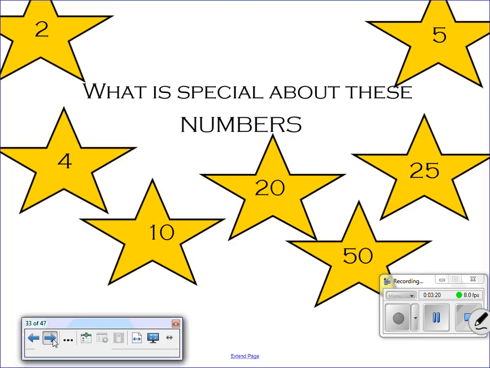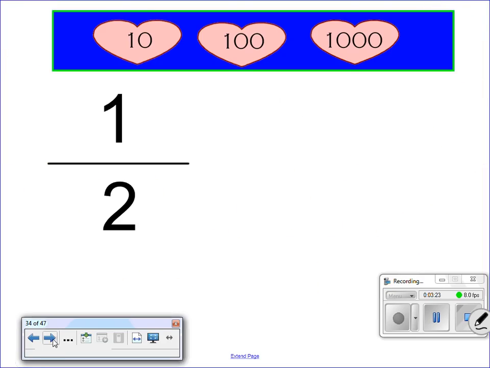So we have all these numbers here. Let's take a look now. So 10, 100, 1,000. Now we have the number one half. We have to change that into a decimal. How are we going to change that into a decimal? Back to equivalent fractions. I'm going to change this into something with the denominator 10, 100, or 1,000.